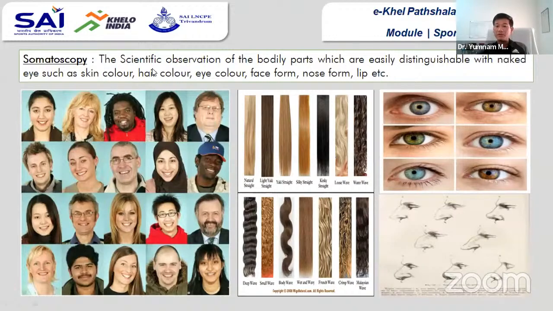Hair color, there are different types of hair color. You can see here different types of hair color. Eye color, hair color is here, and eye color is also there. Face form, some have a round face, some square, some oval, some narrow. Then nose form, different types of nose form have been given here. Lip form is also there.